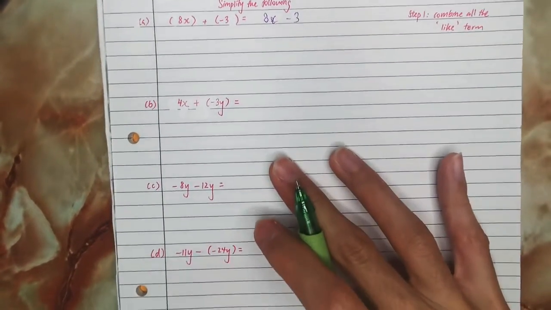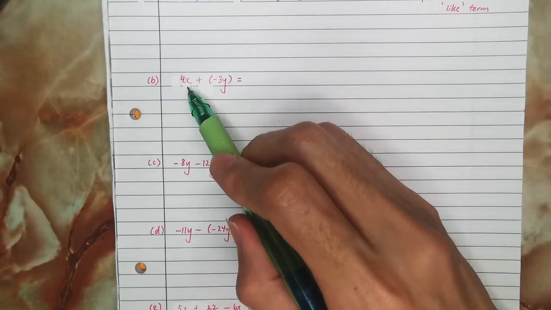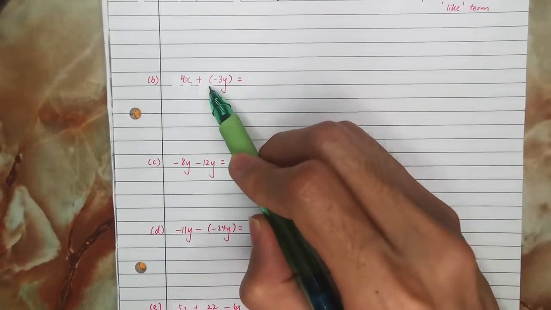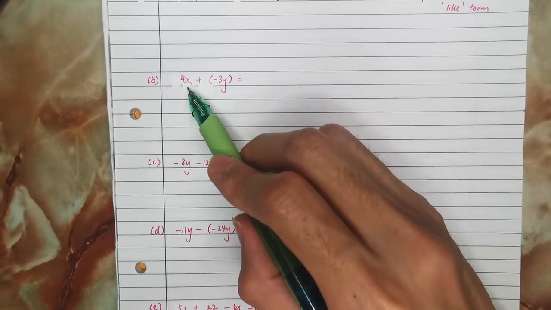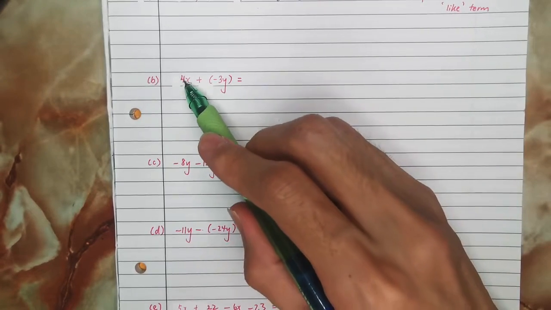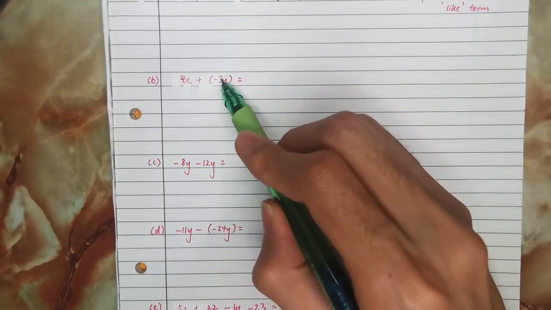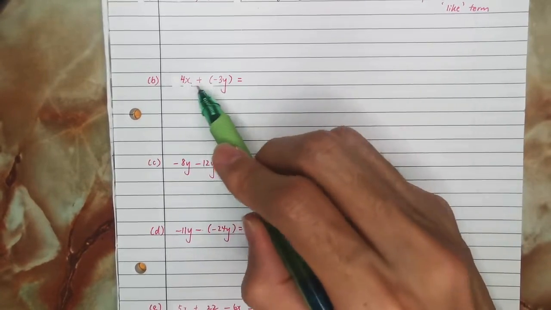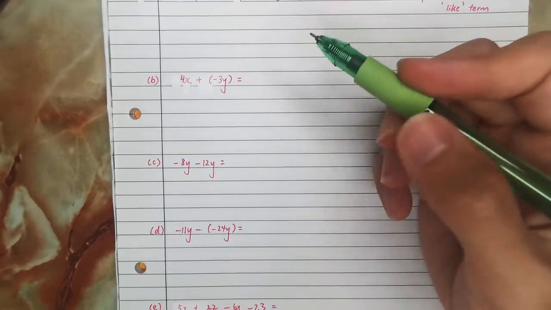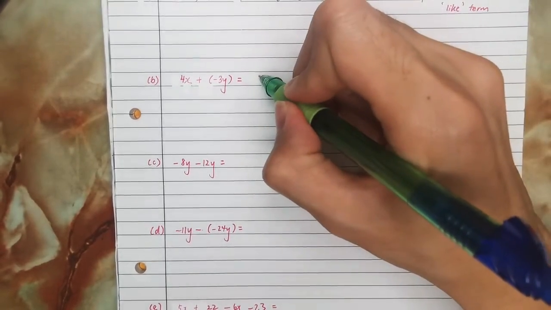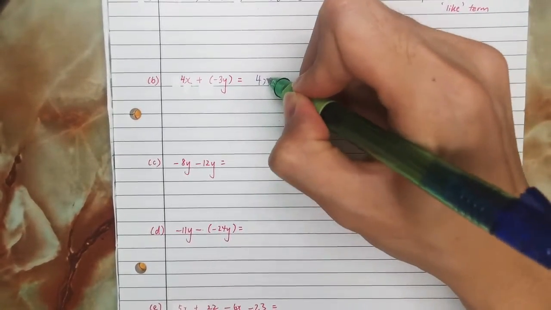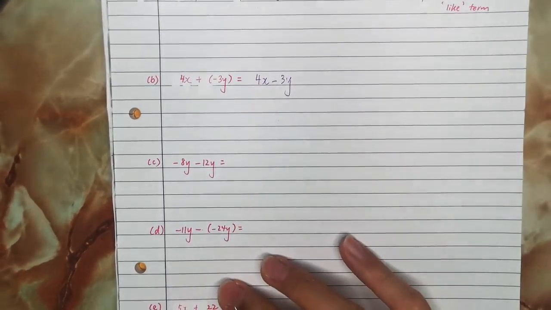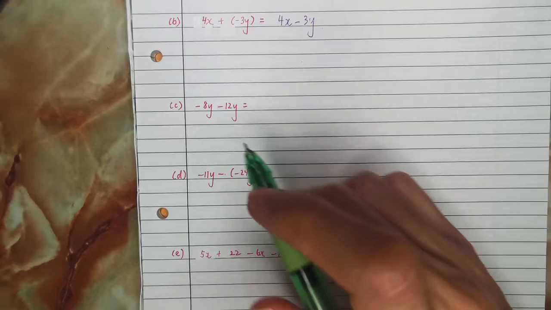So let's look at part B. Now, let's check. Is there any like terms between these two terms? Okay, so you notice that this one is a variable x, this one is a variable y. Since they are different variables, they are not like terms. So when I simplify it, it will be 4x minus 3y. And that's it.